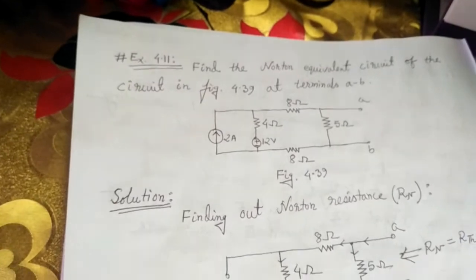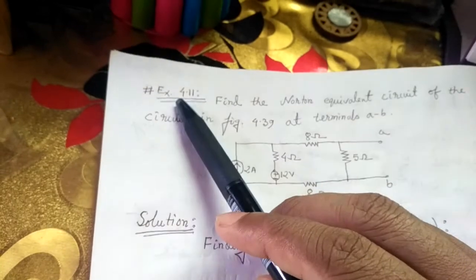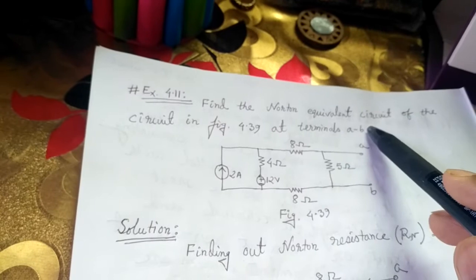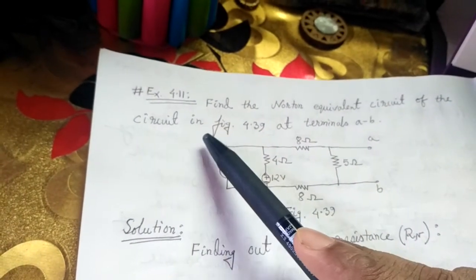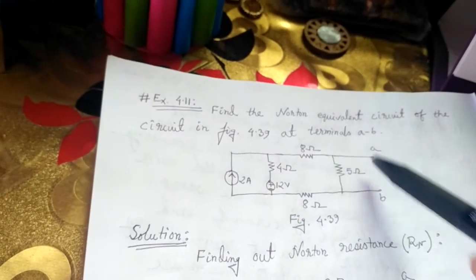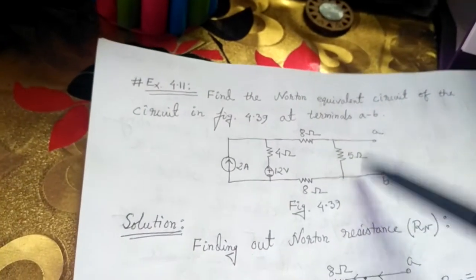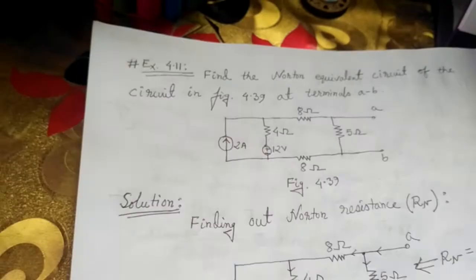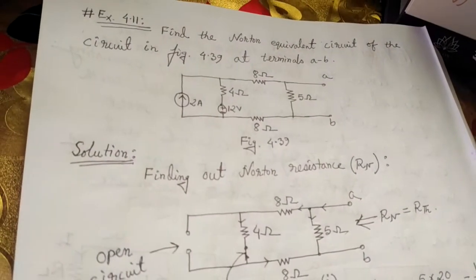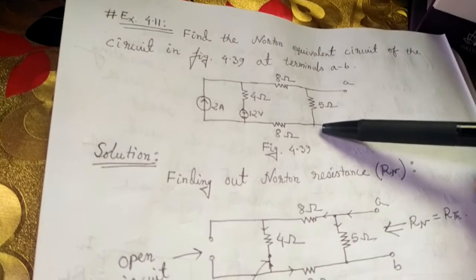Okay, now we will try to solve a problem. The problem is example number 4.11. In this example, it is said: find the Norton equivalent circuit of the circuit in figure 4.39, this figure, at terminals AB. That means for this AB network we need to apply the Norton theorem. So let's try for the solution of this network.